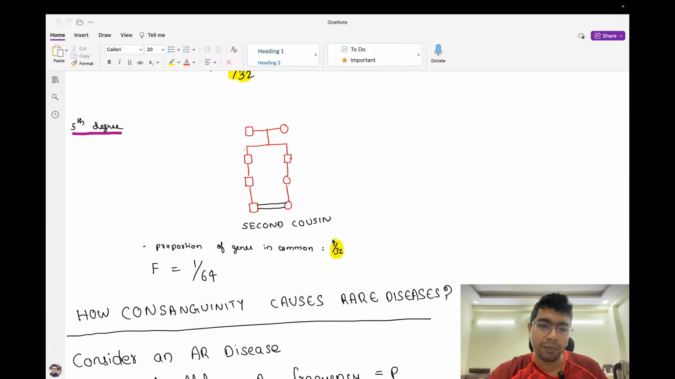However, why are we defining consanguinity? Because we want to ascertain the risk of autosomal recessive disorders. What if the risk of autosomal recessive disorder in a sixth degree pedigree is the same as the general population? Then there is no purpose of defining it, right? So after fifth degree, the risk is the same as the general population. So we don't define sixth degree pedigree. The pedigree ranges from first degree to fifth degree.